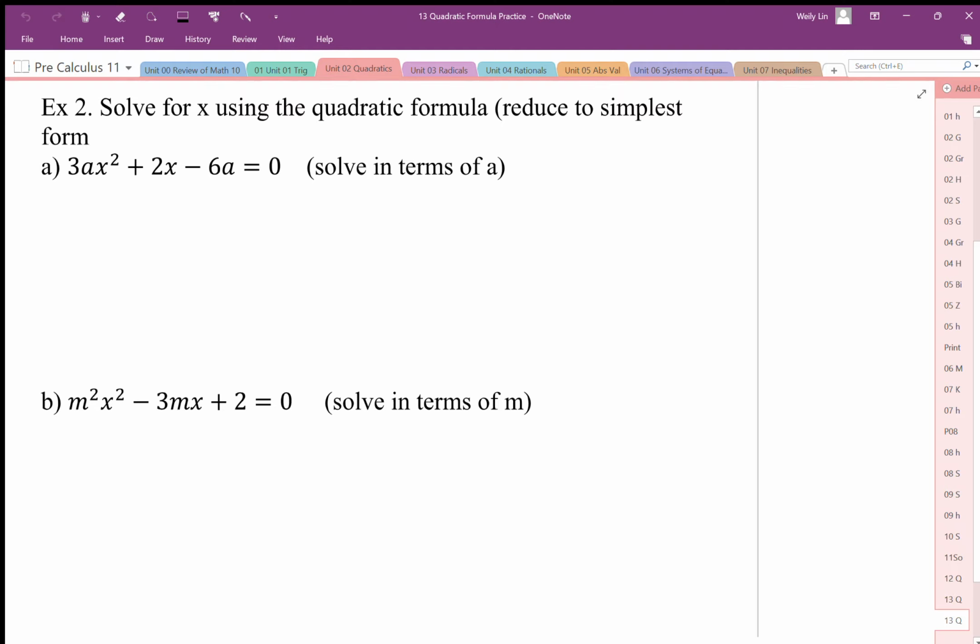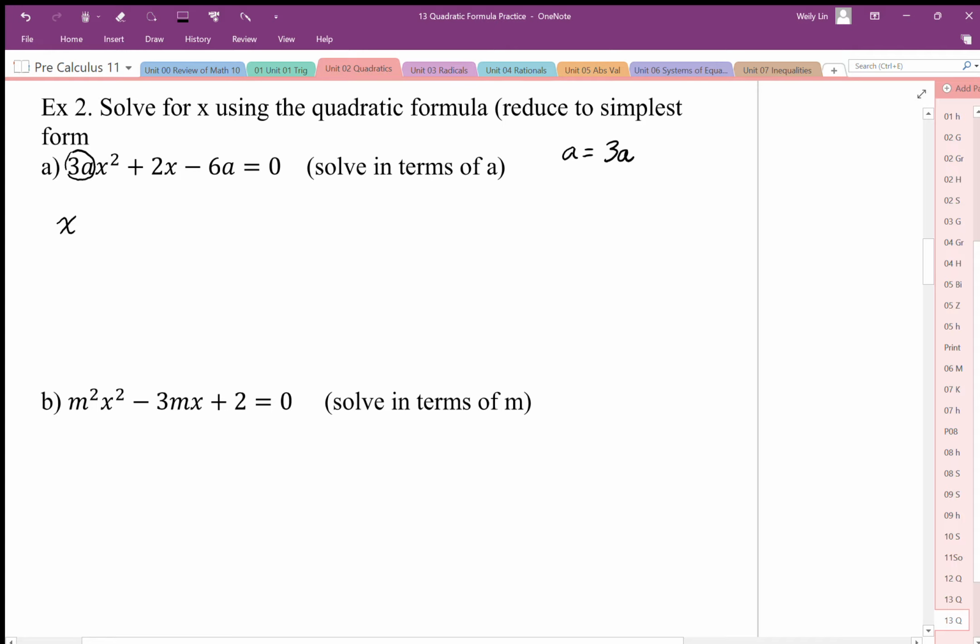To solve for x for these quadratic equations, we're just going to apply the quadratic formula. And to do that, we need to make sure we can identify the a, b, and c. So the a coefficient is going to be the coefficient in front of the x squared, which is going to be 3a. Okay, so our equation is solving for x.